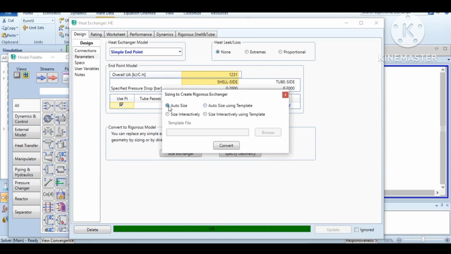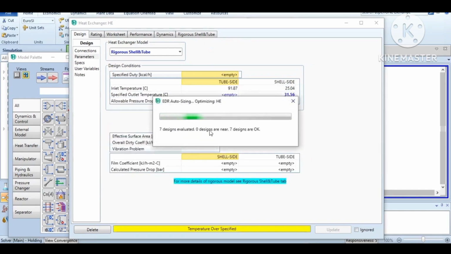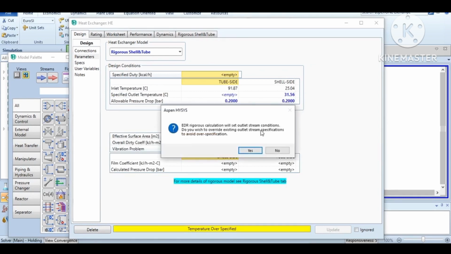In this example, we will use auto size, and we will just click convert, and as you see, it has started converting: designs converted, evaluated designs, near designs. If there are no designs okay, then it will say no design matches. So what it is saying is that EDR exchanger design rating rigorous calculation will set outlet stream conditions. Do you wish to override existing outlet stream specification to avoid our specification?